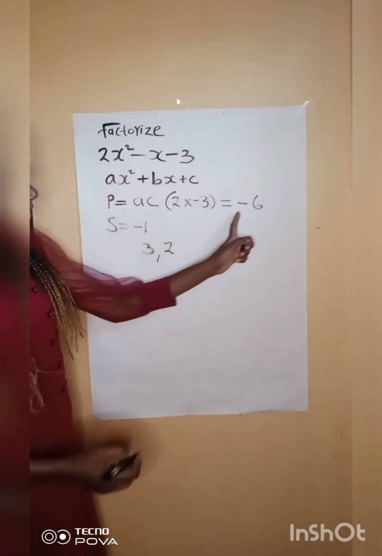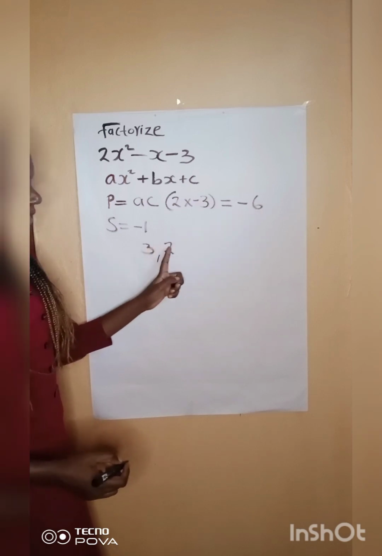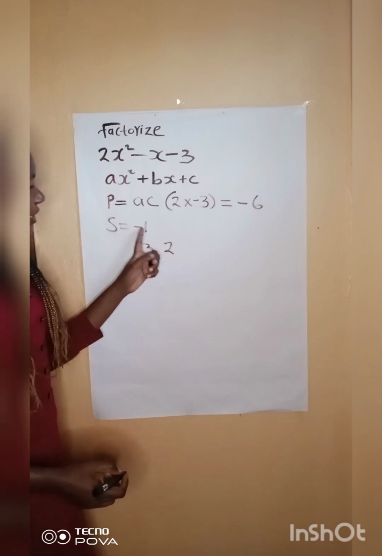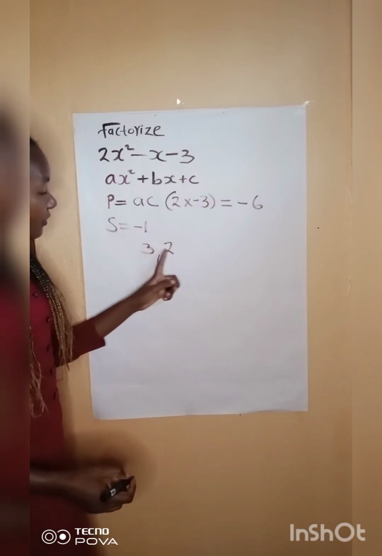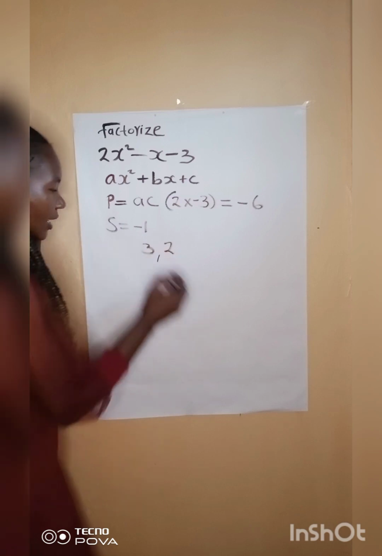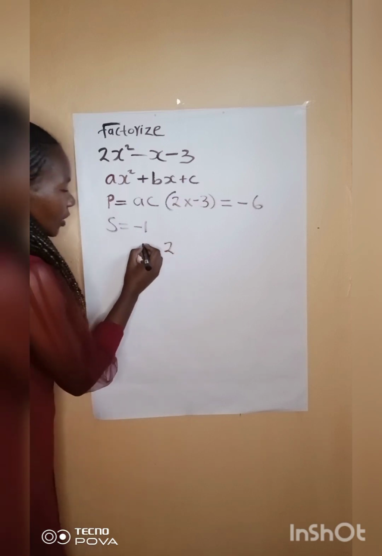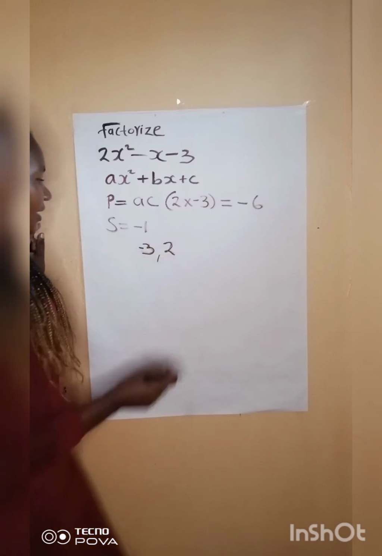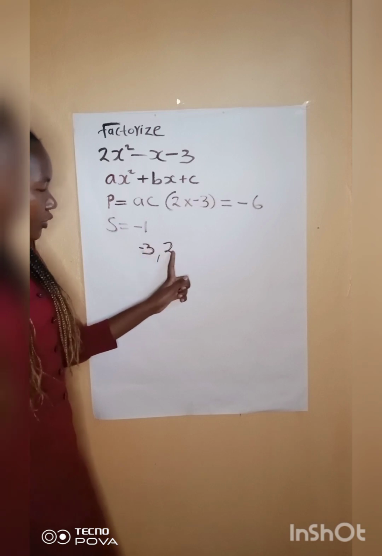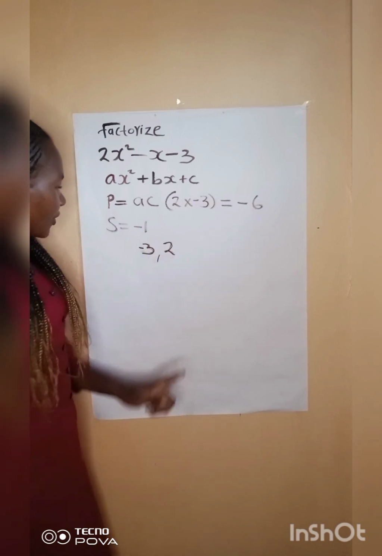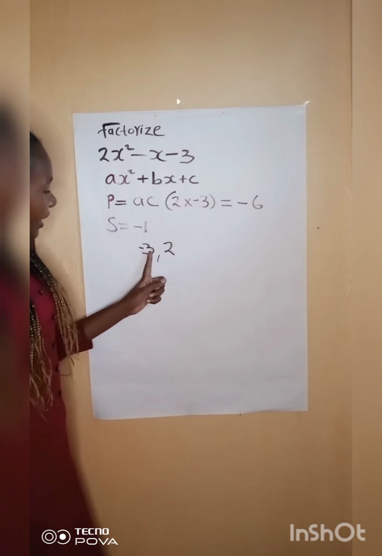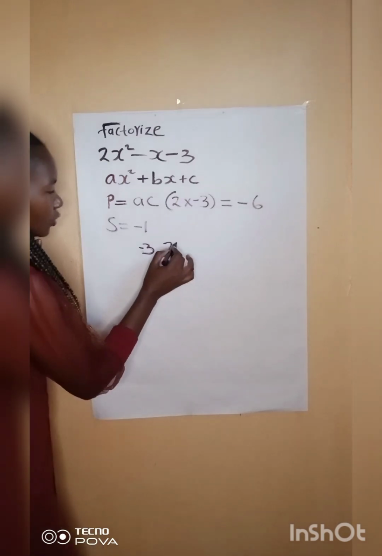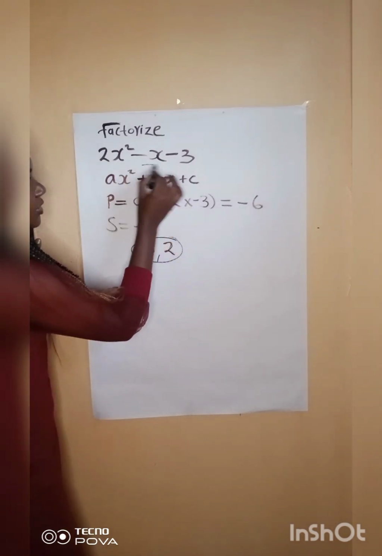Now, if the product is negative 6, it means one of the numbers must be negative. And our sum here is negative 1, meaning the larger value is the one that is supposed to be negative. So we have negative 3 here, and this one is 2, such that if I multiply negative 3 times 2, I get negative 6. If I add negative 3 plus 2, I get negative 1. Now these two numbers are going to replace our middle term here.